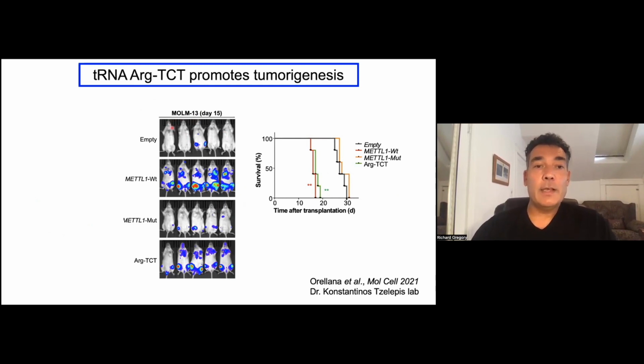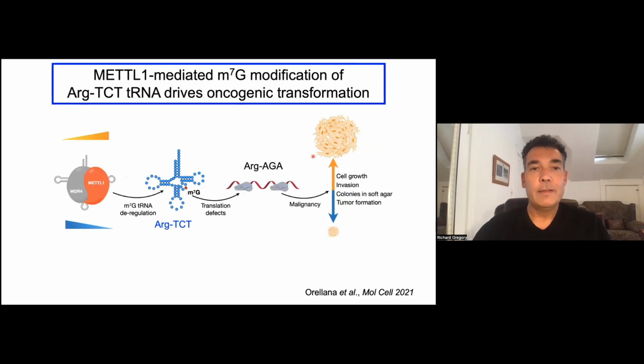And you can see that the empty cells are shown on the top here. When they overexpress the wild-type MEDAL1, this certainly increases the burden of the cancer cells within these recipient mice. The catalytic mutant does not. And then this effect is largely phenocopied by overexpressing just this particular arginine TCT tRNA. And that's also reflected in shortened lifespan of the mice that receive either the wild-type MEDAL1 or the individual tRNA.